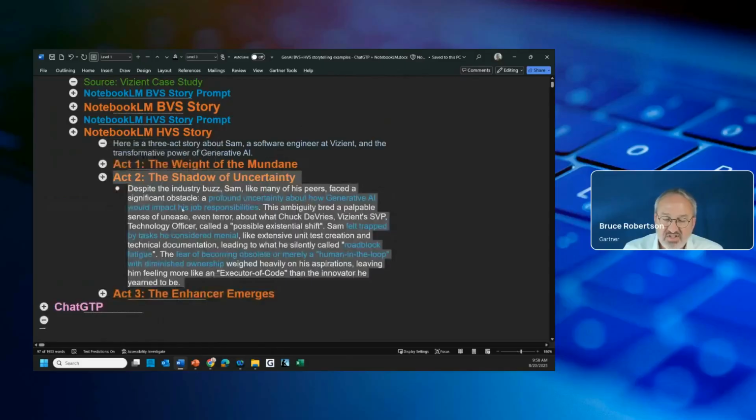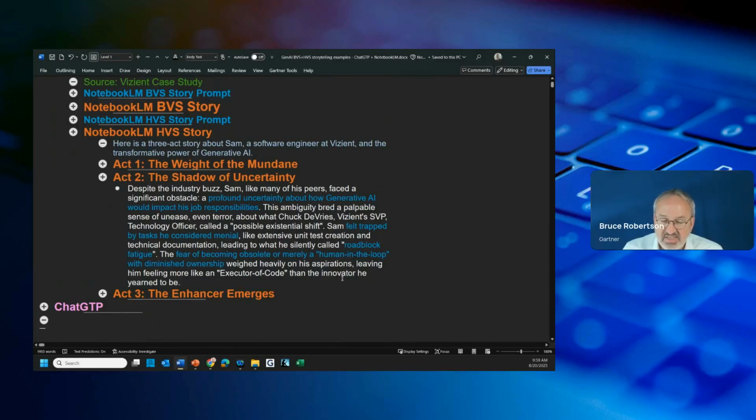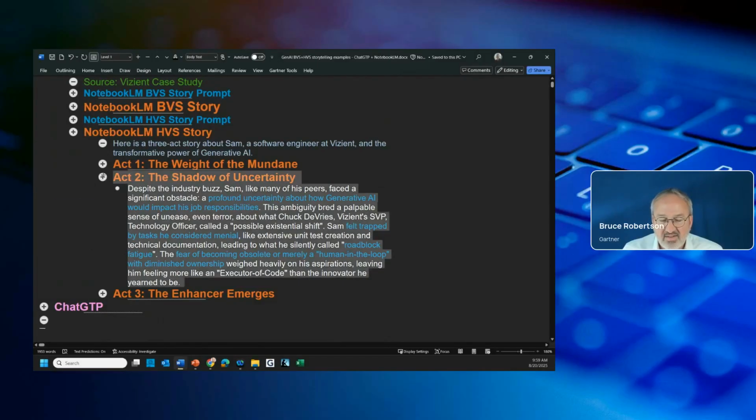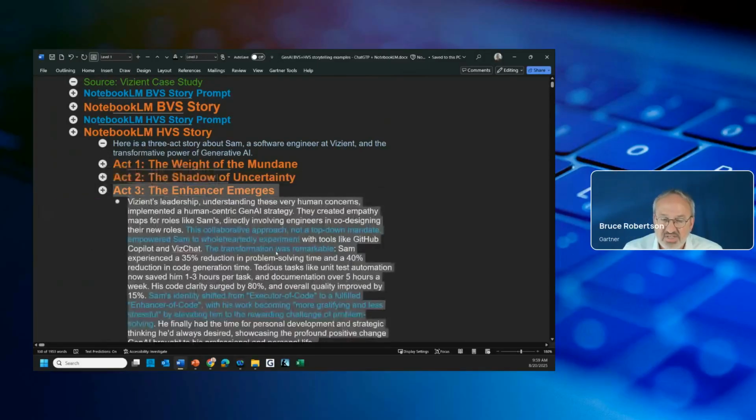Now, the shadow of uncertainty, that profound uncertainty about how it's going to impact his job responsibility, feel trapped by the tasks he considers menial. This is all the before, right? This is the obstacles he's running into. And he's got roadblock fatigue, his fear of becoming obsolete or a human in the loop with diminished ownership of things. And he's worried about feeling more like an executor of code than the innovator he wanted to be. Wow, that's something I'd love to fix for Sam.